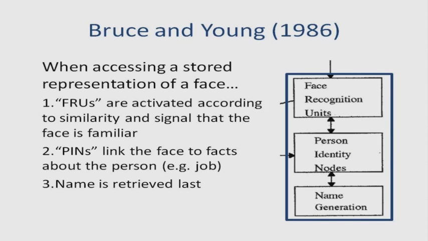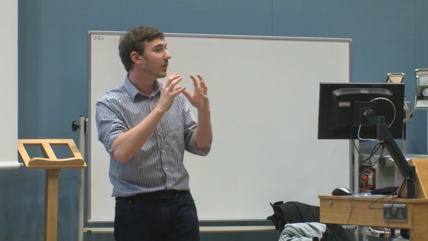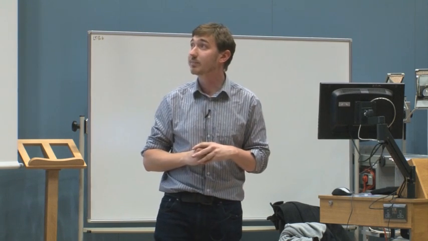So zooming in a little bit, these are the next steps after we've got this generalized representation. What Bruce and Young said was we then go through these sorts of stages. We have something that they called face recognition units. So we have some kind of representation, some kind of template for what that particular individual looks like. And that representation, that face recognition unit, is activated. And that signals to us that this person is familiar. This is somebody we've seen before.